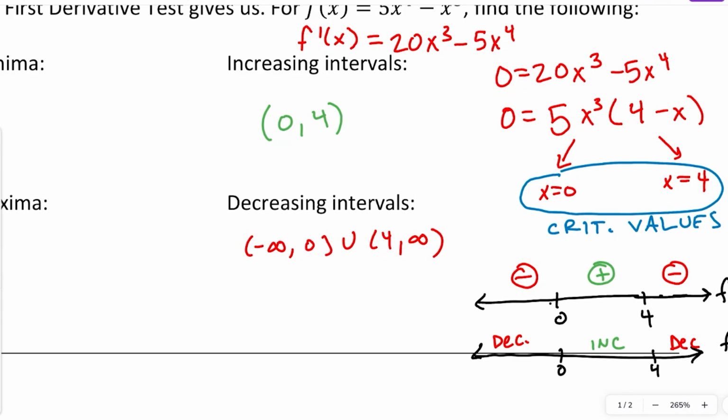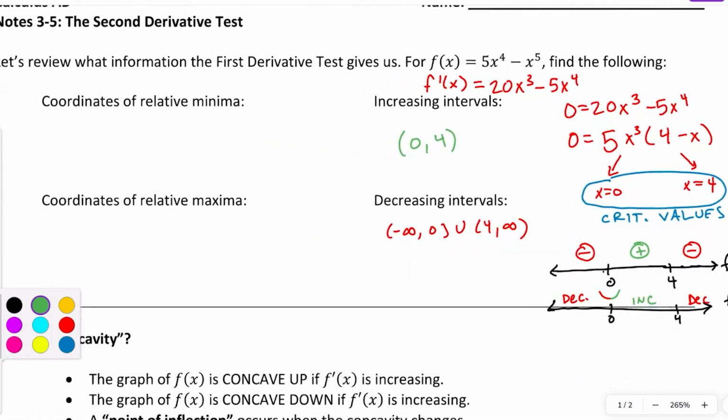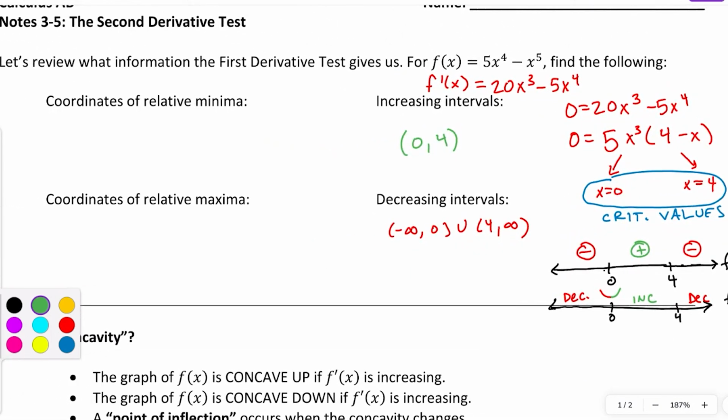So on f, the slope's going from negative to positive. So we can say that at x equals 0, we have a local minimum. So we have a local minimum at 0 comma something. And we'll come back to find the y value here in a second.